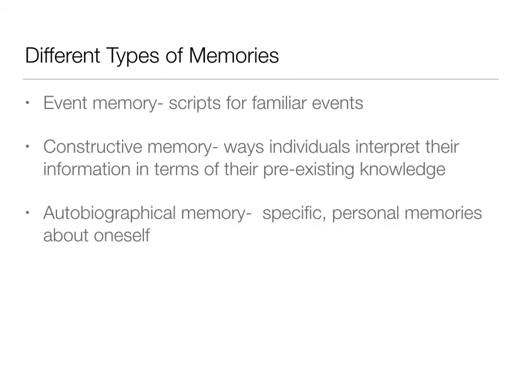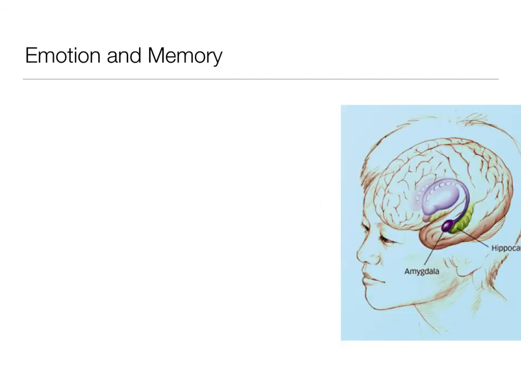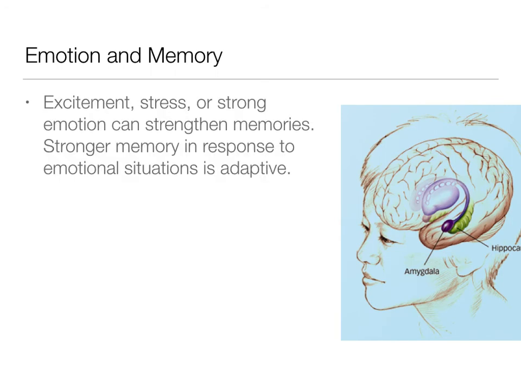We also have autobiographical information. We've talked about this a little bit in our lifespan chapter when we talked about the development of autobiographical information. But autobiographical information are these specific personal memories about yourself. We see that emotion is really, really linked to memory as well. So excitement, stress, or strong emotions can really strengthen the memories that we have. And we find that this is very, very adaptive.